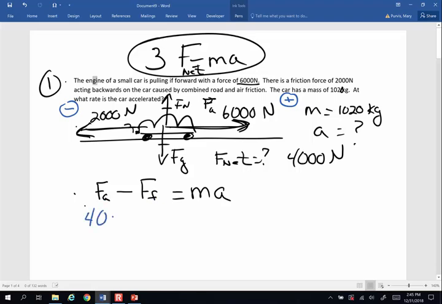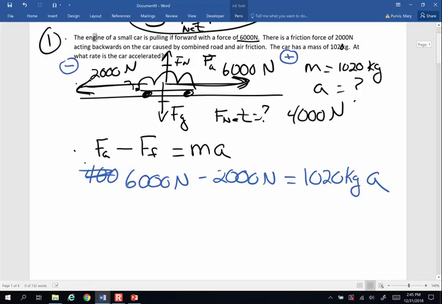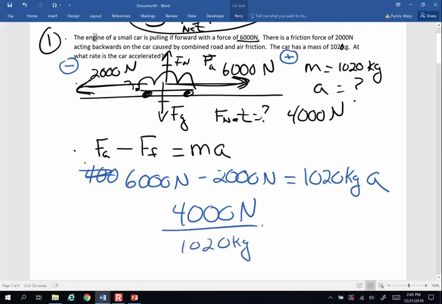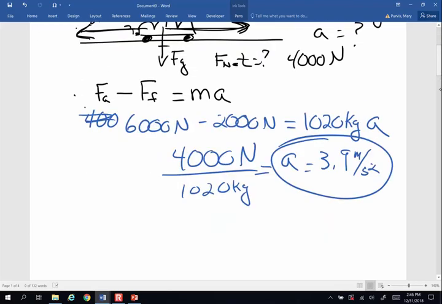So 6,000 newtons minus 2,000 newtons is going to make my mass of 1,020 kilograms accelerate. The net force is 4,000 newtons divided by 1,020 kilograms, which is going to give me a rate of acceleration of 3.9 meters per second squared. Not too bad? All right, let's go do another one of these.